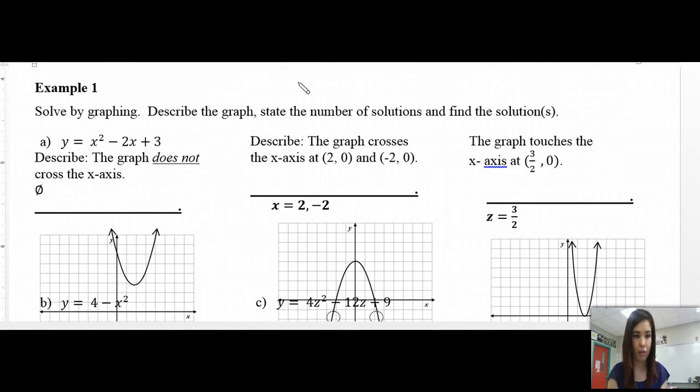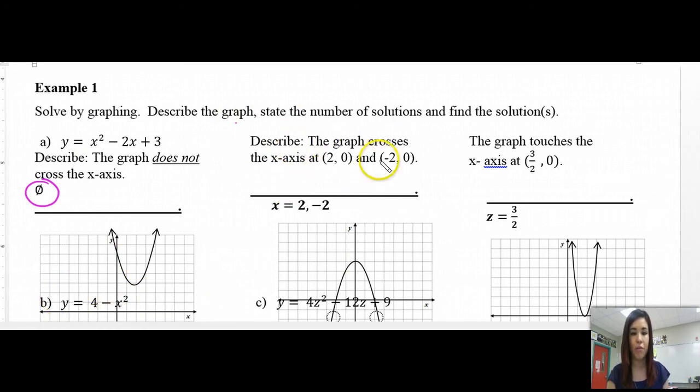We're going to graph all of these. So in A, I'm going to type in x squared minus 2x plus 3, and I put graph. And the graph looks like this, what you're seeing below. So when it does not touch the x-axis, we say that this is called null, which means there is no solution. There is nothing where it touches the x-axis.